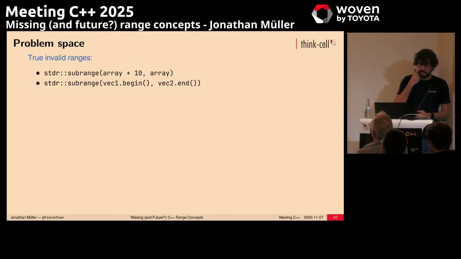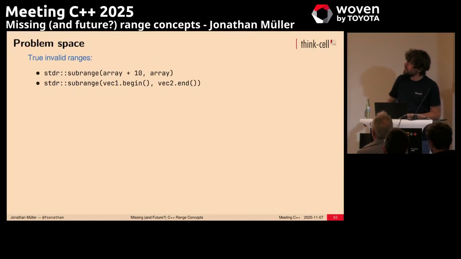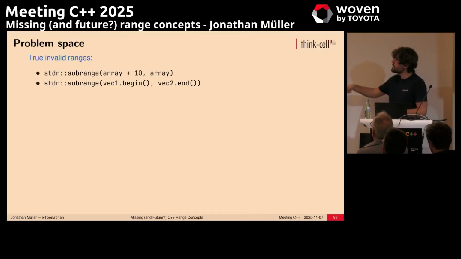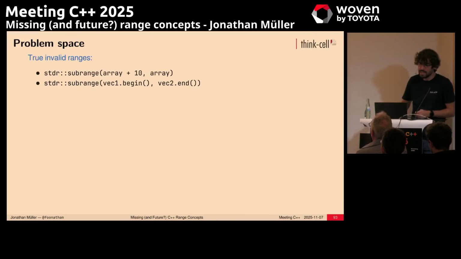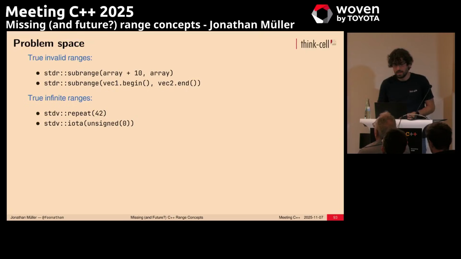Now, let's look at the problem space. So we're having two invalid ranges. Subrange of array plus 10 and array, right? This isn't a valid range: the begin is the end, and the end is the begin. Subrange of vec1.begin, vec2.end. Yeah, this isn't a valid range. You have two different containers there. Then we're having two infinite ranges. Repeat 42 just keeps repeating 42. Iota of an unsigned value just keeps incrementing, wrapping around, and so on.